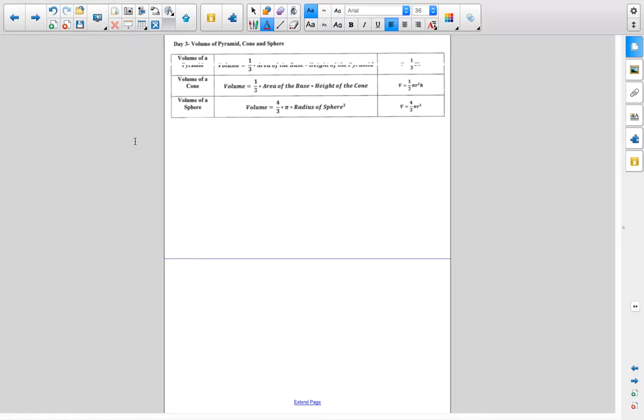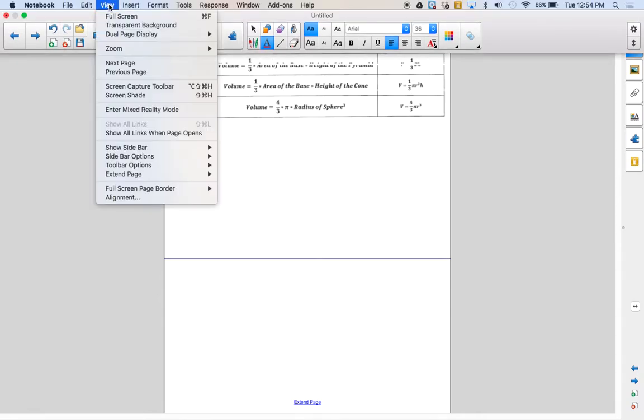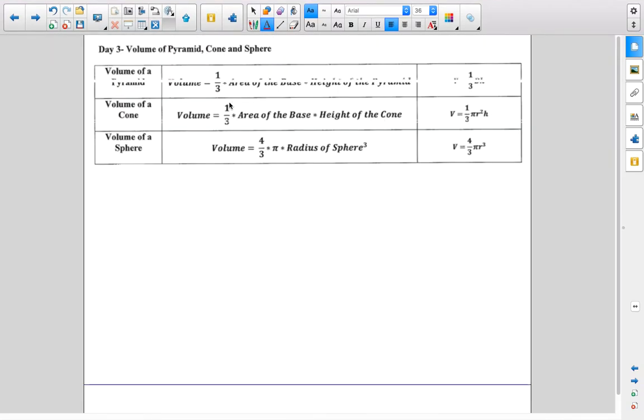Okay, today we're going to talk about the volume of pyramids, cones, and spheres. Let's see if I can make this a little bit bigger. It'll look a little bit better. So turn to page 6 where it says day 3. It's about halfway down the page. And let's go over this a little bit.